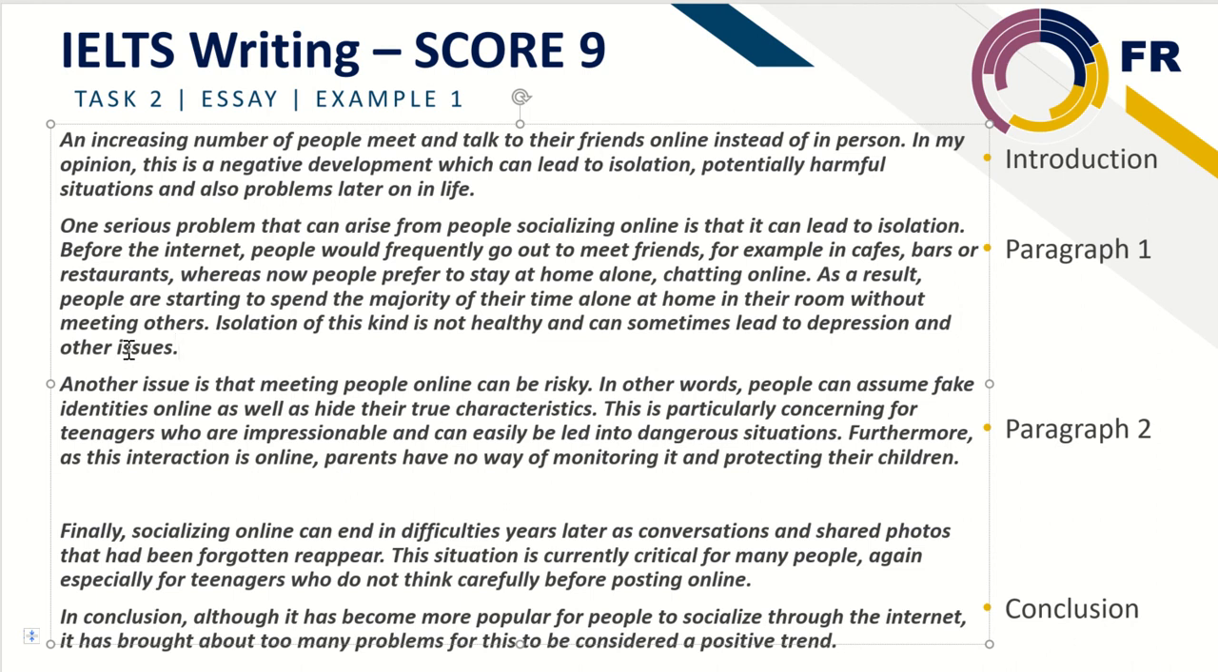Now, moving on to paragraph 2, another issue. Because I do not want to contradict my point of view at all, I've provided another point that adds on to what I've said in paragraph 1. Another issue is that meeting people online can be risky. In other words, people can assume fake identities online as well as hide their true characteristics. This is particularly concerning for teenagers who are impressionable and can easily be led into dangerous situations. Furthermore, as this interaction is online, parents have no way of monitoring it and protecting their children.